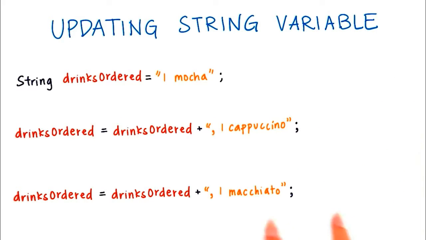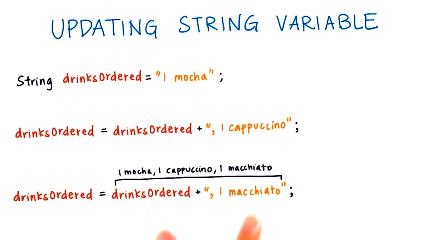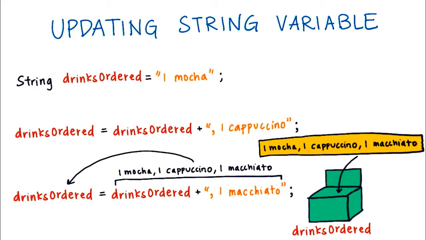If I want to add another drink, I can just concatenate that onto the existing string drinks ordered. This expression evaluates to one long string that says one mocha, one cappuccino, one macchiato. All of that gets stored into this variable, like this. It might look a little funny to have a comma and a space at the beginning of this string, but that just makes the list look nice with commas in between each item.